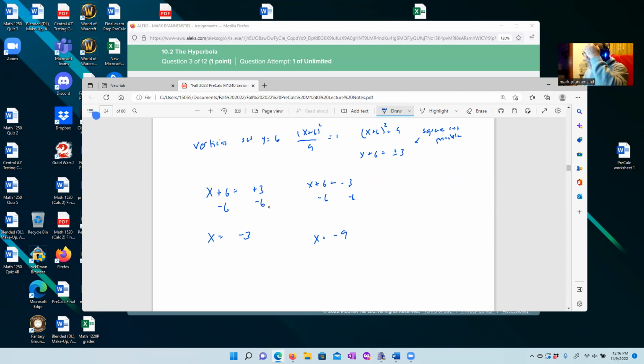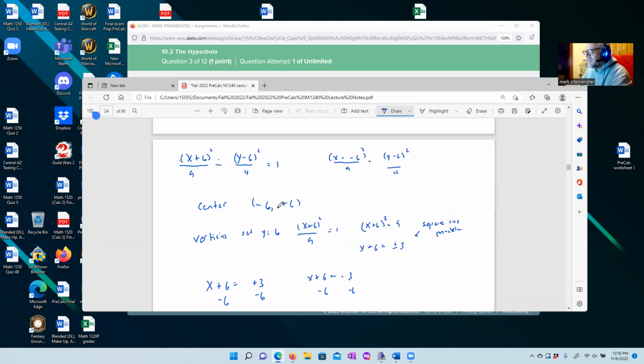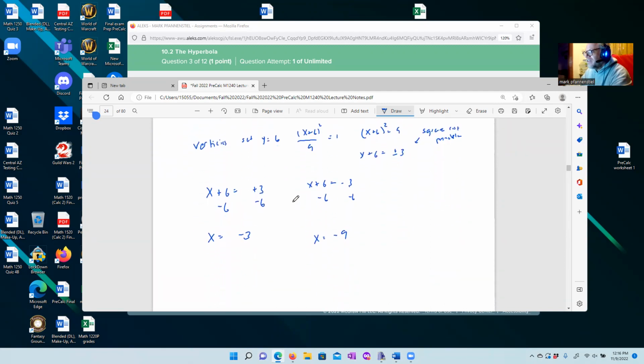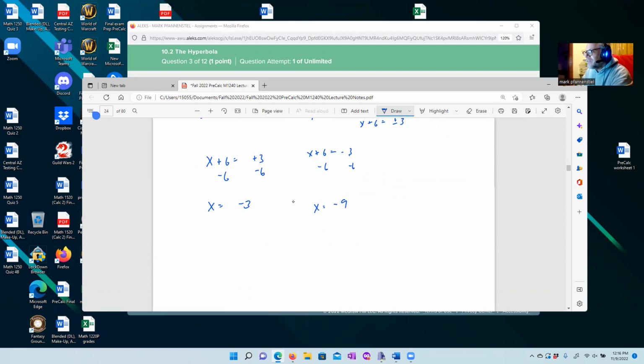Okay, and then where is the center of this thing? The center of this thing was at negative 6, positive 6. So even though my vertex is at x equals negative 3, the y value is 6. The other vertex is negative 9, but the y value is 6. Okay, so my vertices are negative 3, 6 and negative 9, 6. Those are my vertices.